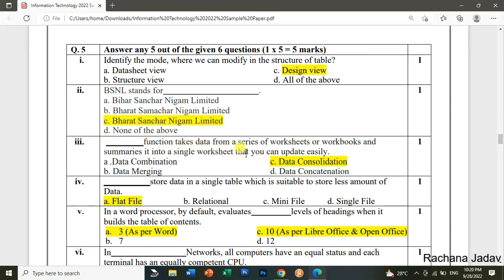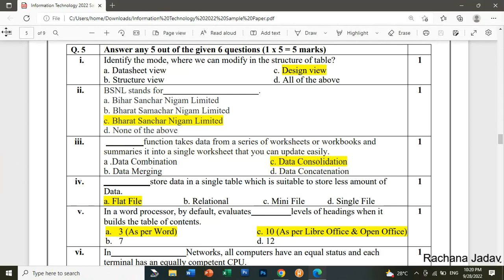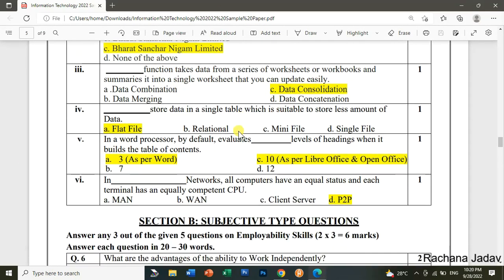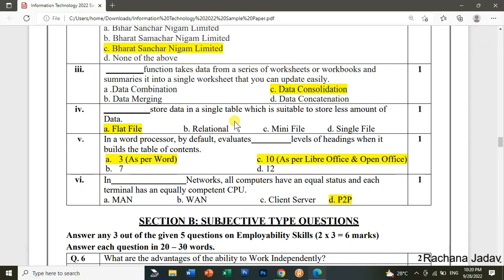Dash function takes data from a series of worksheets or workbooks and summarizes it into a single worksheet that you can update easily. That is called data consolidation. And if you don't know how to do data consolidation, you can see my video of data consolidation if you don't know practically, because practical marks have been also included. You know very well कि आपके 50 marks प्रैक्टिकल के होंगे, जिसमें ये भी होगा प्रैक्टिकल वाइवास एवरीथिंग.